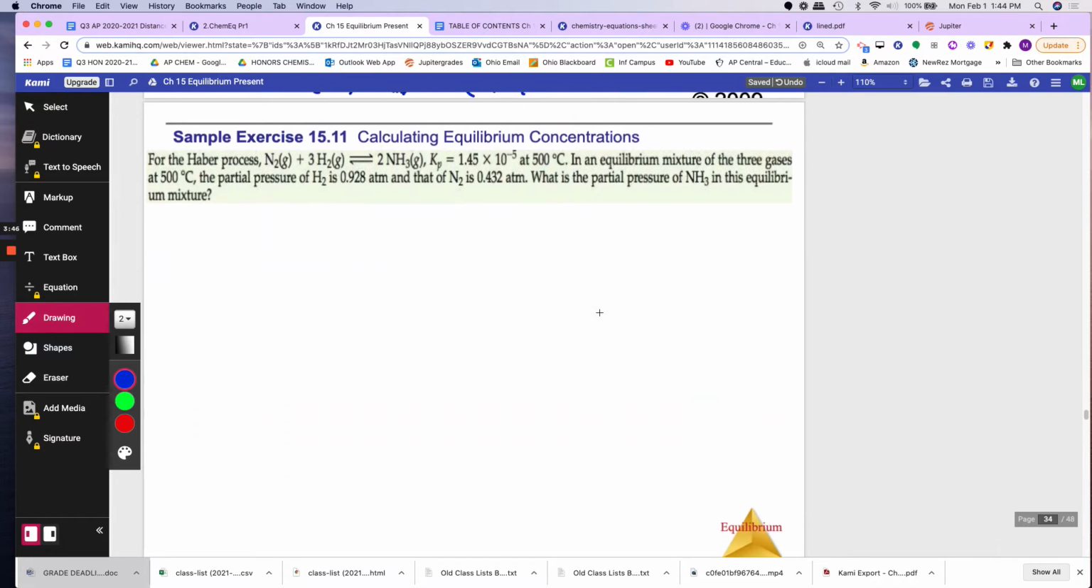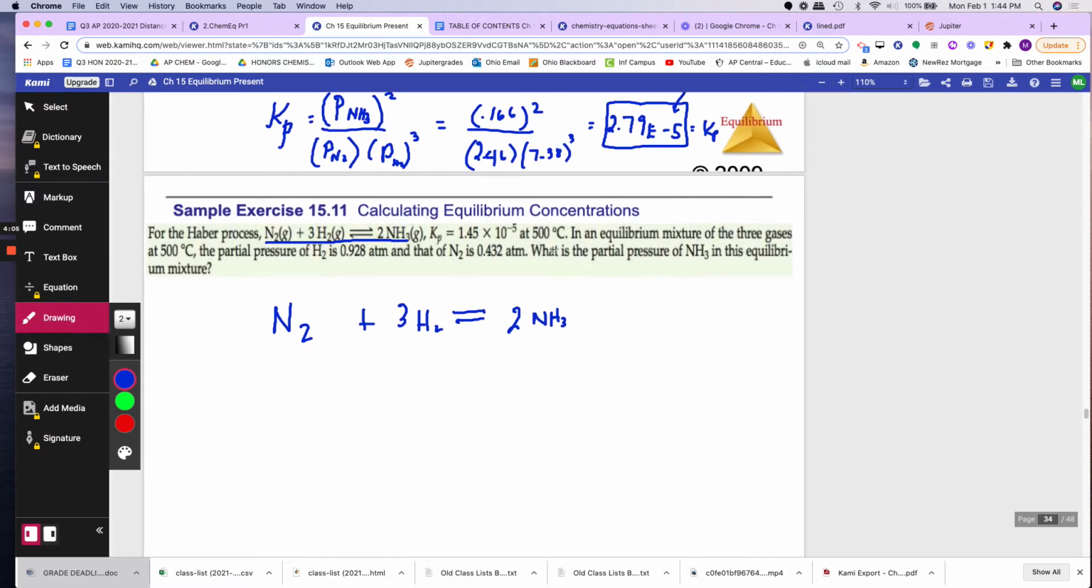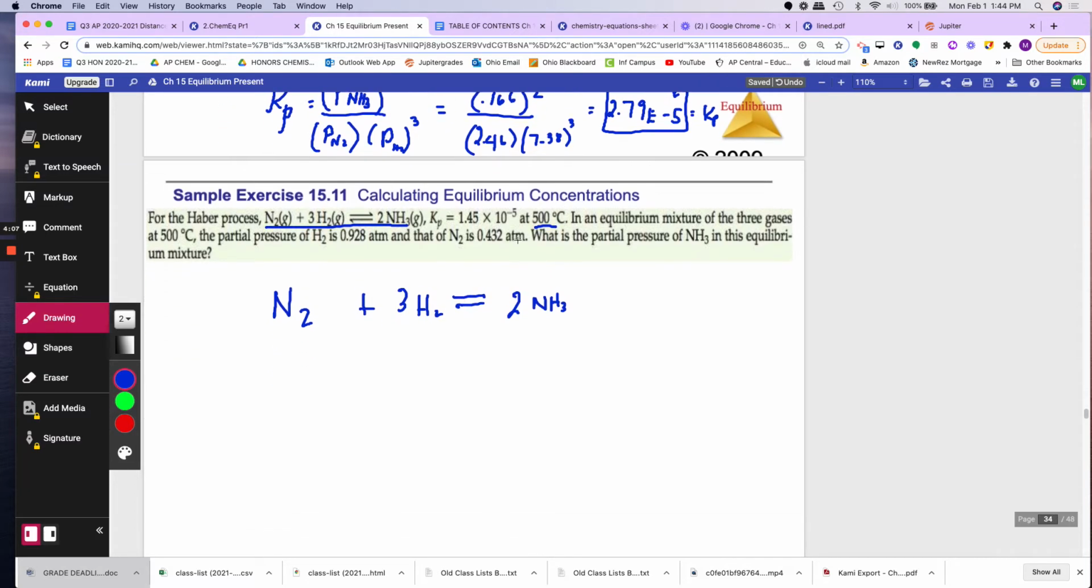Okay, so let's try another example. This is the Haber process where you're making ammonia. So I'm going to write that down. N2 plus 3H2 and 2NH3. Okay, here we got the Kp from the top. Oh no, this is a different temperature, therefore it's a different Kp. They're giving us Kp here. So I always write my equation and then I write the Kp to the right, just to organize my information the same way every time, so it's easier for me to do the problems.